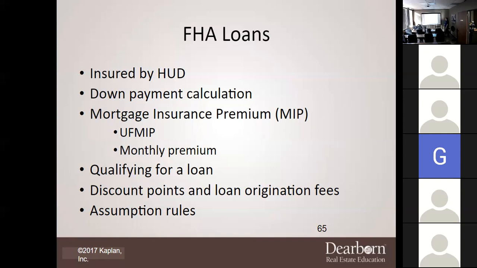Again, the terms for qualifying a loan are going to be set by who? The bank or the government? The government. Because why? What's that say at the top? It's insured by the government, so the government sets certain qualifications and standards. The discount points and loan origination fees are also set to a certain standard, and then the assumption rules. Some loans can be assumed, meaning Mr. Eugene, you may have an FHA loan at 2%, and now all of a sudden rates have gone up to 7%, and Stefan wants to buy your house. Well, if Stefan can qualify to meet the terms of your FHA loan, he may just assume your note and continue to pay it out at the lower interest rate.